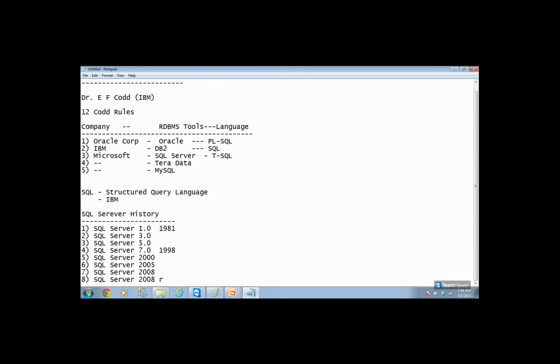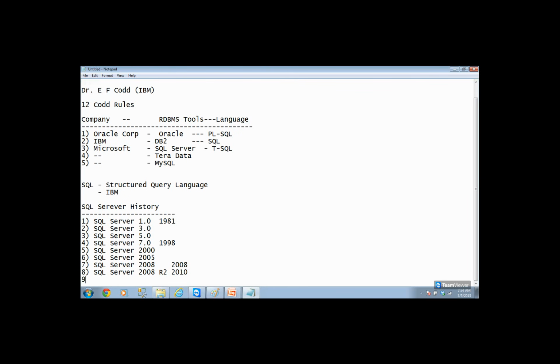Then SQL Server 2008 R2. R2 means release 2. This got released in 2008. The new version is 2012, which is also known as Denali. Denali means 2012, which is a fresh copy.